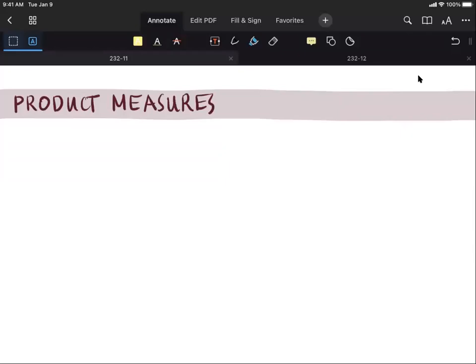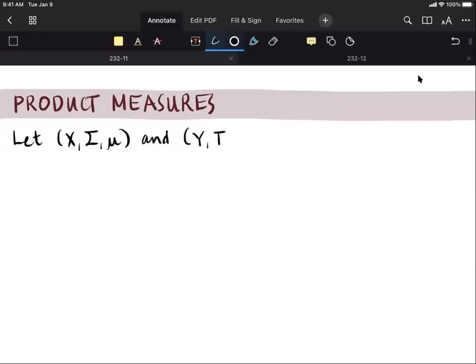We now discuss the definition of product measures. So in the development of these product measures, we will start with two measure spaces and then proceed with induction or recursion for a finite number of measure spaces. So to start, let us consider two measure spaces, (X, Σ, μ) and (Y, T, ν).